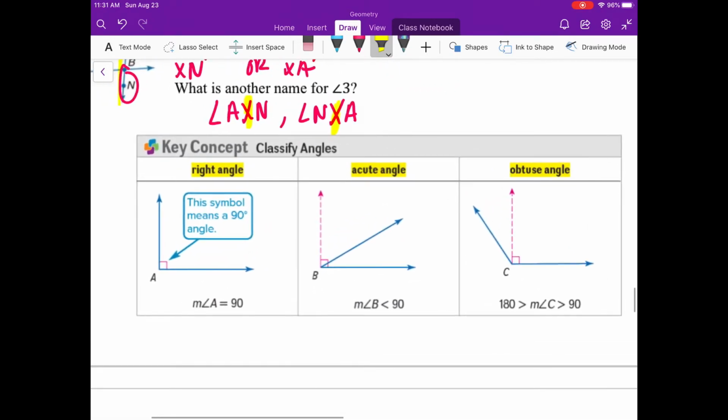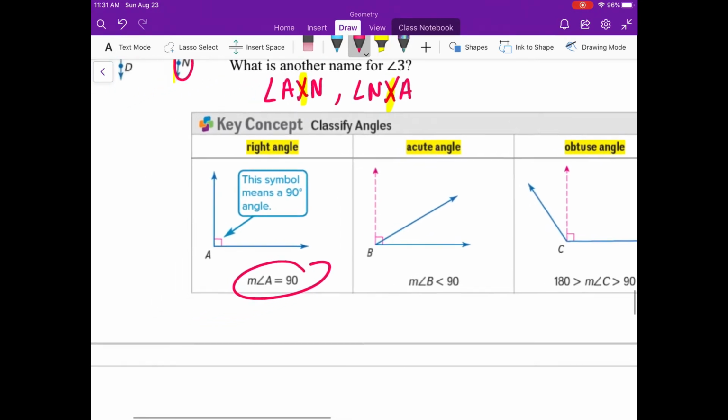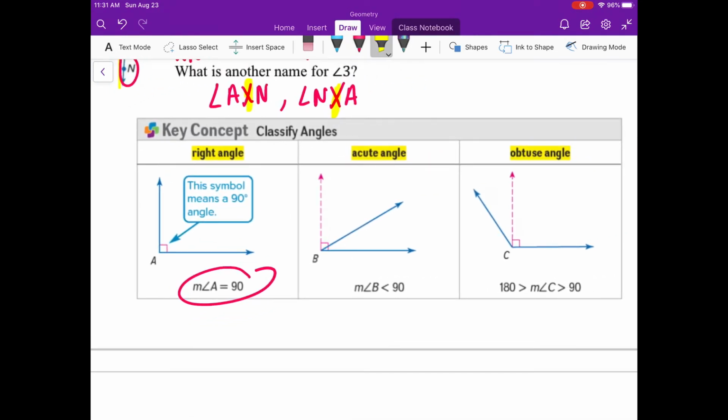Okay, we're going to talk really briefly about classifying angles. We have a right angle. Right angle is going to have 90-degree measurement, and you will see a small little box typically in the corner of a right angle.